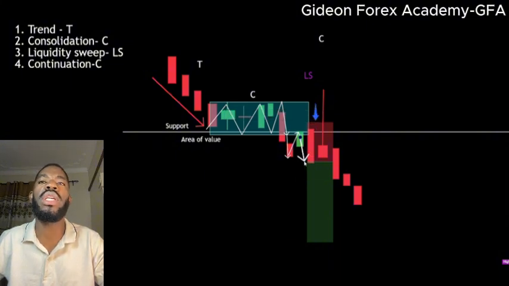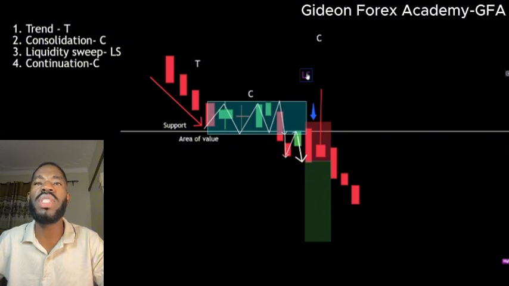Wait for a liquidity sweep. In most cases that happens, and I will show you that in just a moment in the market. So this liquidity sweep is what you see with the next candle, with this long wick here. You can see this long wick here, okay? As most traders place their sell orders here, they are taken out.